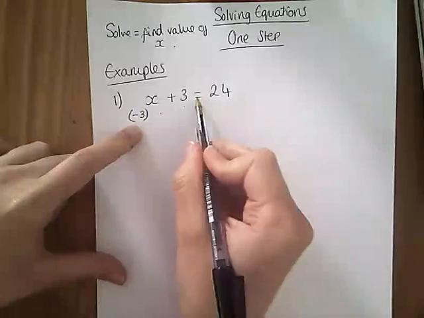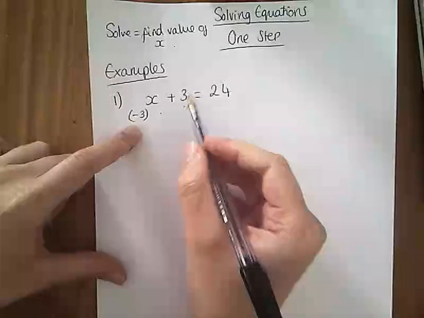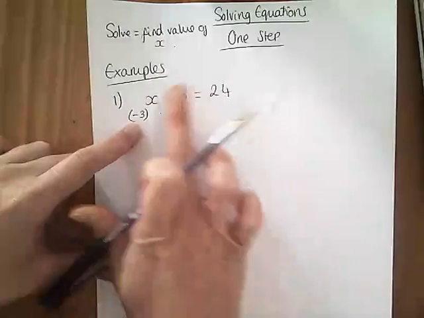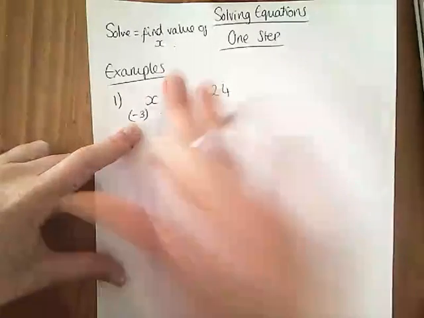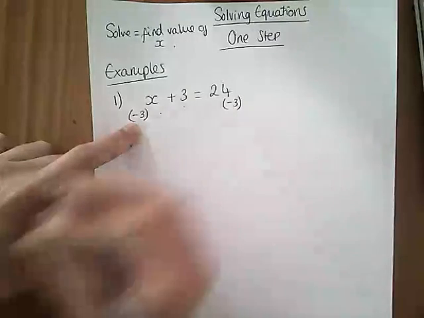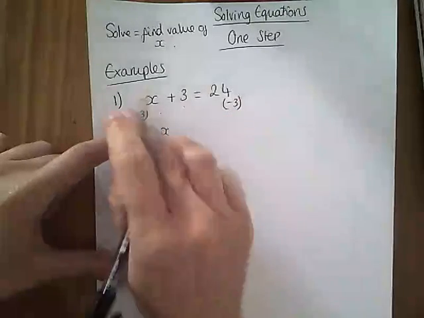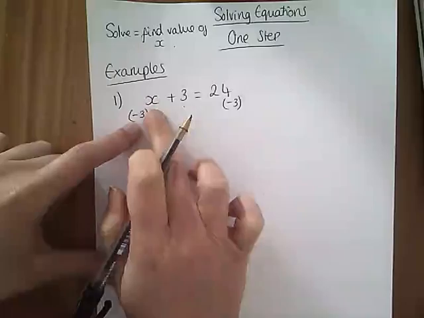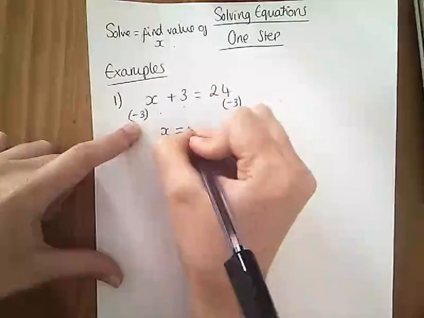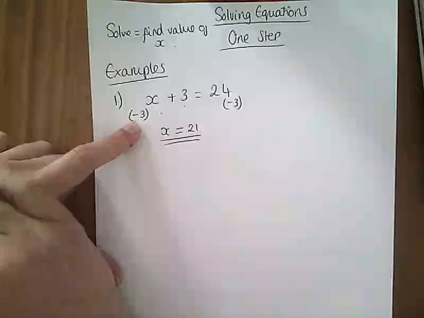Now, because this is an equal sign, whatever I do to one side, I have to do to the other. So I'm taking away 3 to get rid of this plus 3, which means I have to take away 3 from this side. So on this side, I'm taking away 3 to get rid of it, so I'm left with just an x. And over here, I've got to do 24 take away 3, which makes 21.